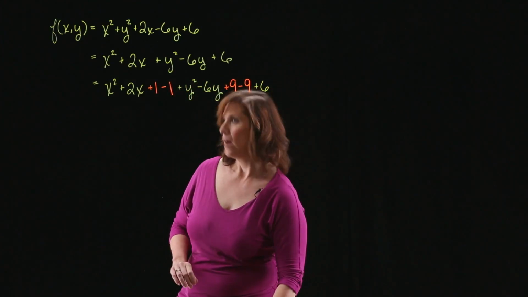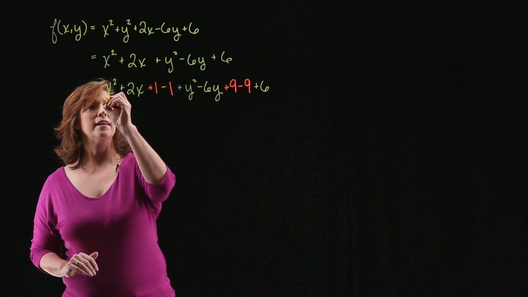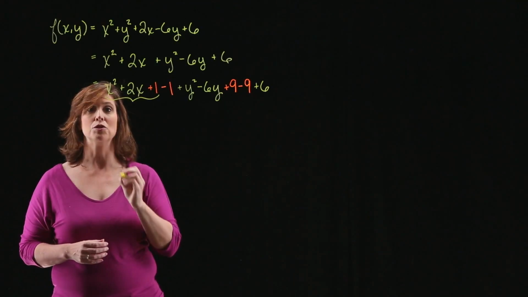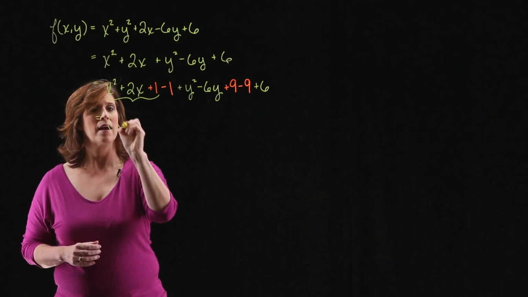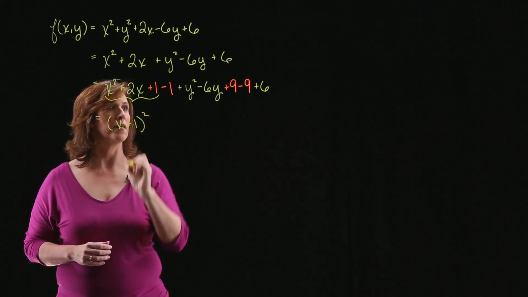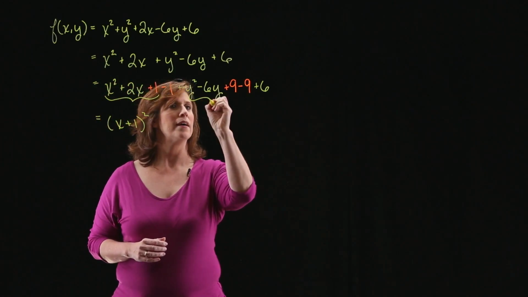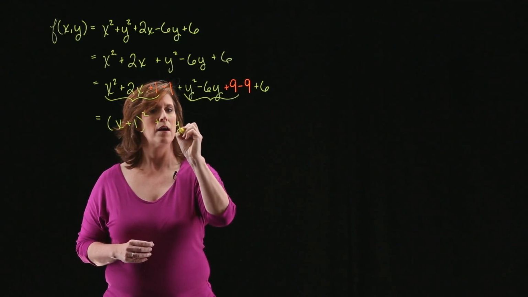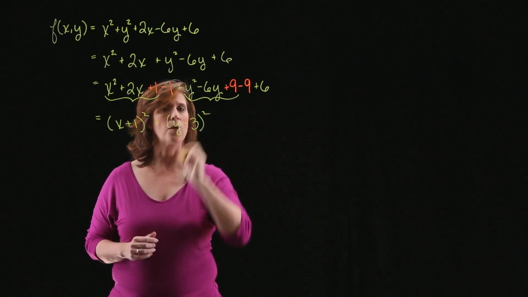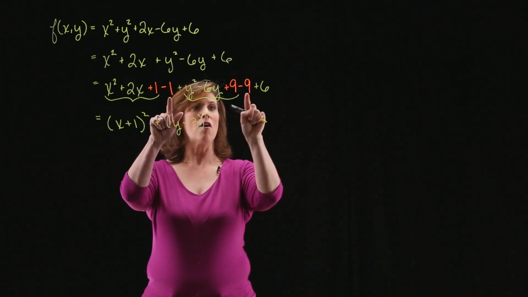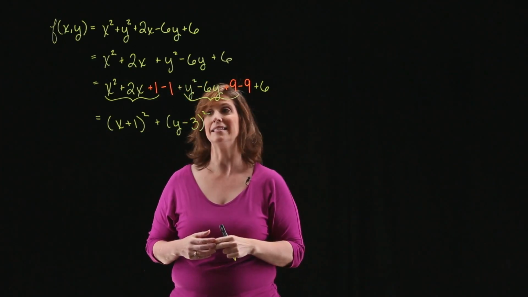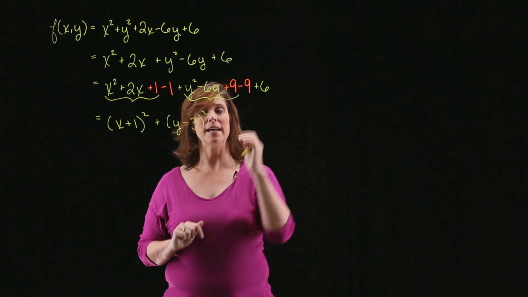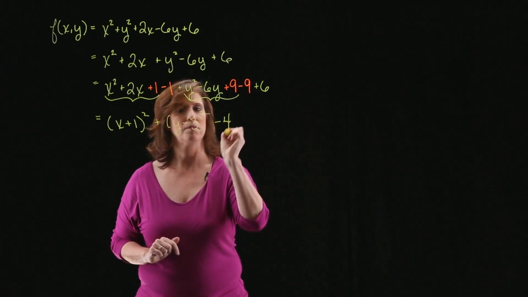on the end. Okay. What I'd like to do then is to group these three terms together because they factor into the perfect square, x plus 1 quantity squared. I'll also group these three terms together because that's also a perfect square, y minus 3 quantity squared. The remaining terms are all constants that can be added together. So negative 1 and negative 9, that's negative 10, plus 6 will give me minus 4.